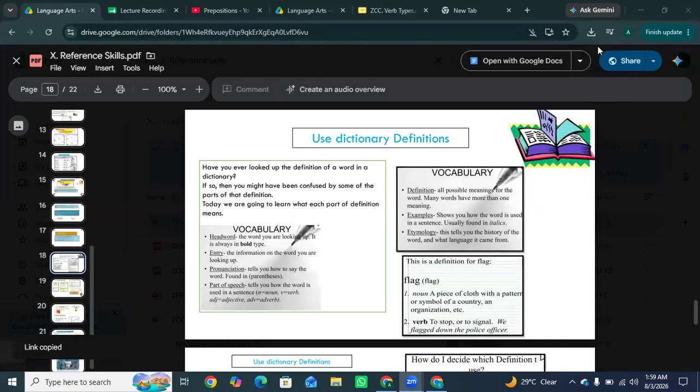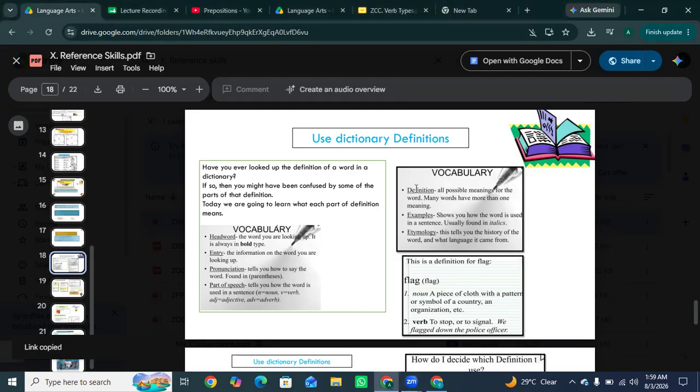So basically, this slide explains what the different parts of a dictionary definition mean so students don't get confused when reading an entry. Look at these: head word, entry, pronunciation, parts of speech. What are head words? The main word being looked up, always printed in bold. Entry is all the information listed under that head word. Pronunciation shows how to say the word out loud. And parts of speech explains how the word functions in a sentence.